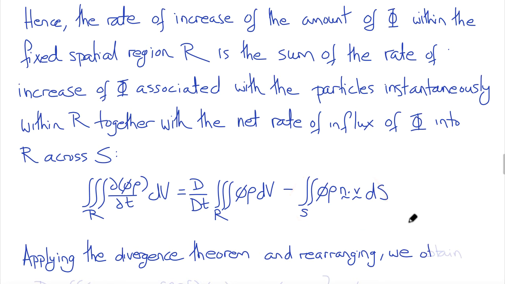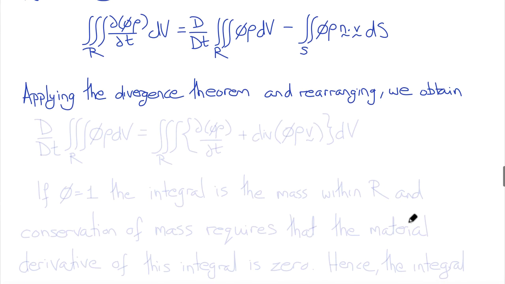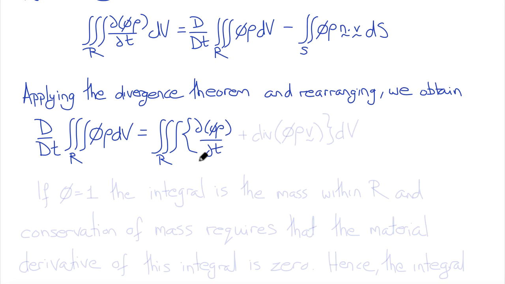Applying then the divergence theorem and rearranging this expression, we'll obtain that the material time derivative of the volume integral over R of phi times rho with respect to V is equal to the volume integral over R of the derivative del phi rho del t plus the divergence of phi rho v, integrated over the volume.